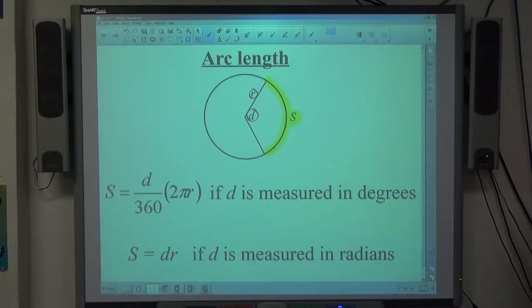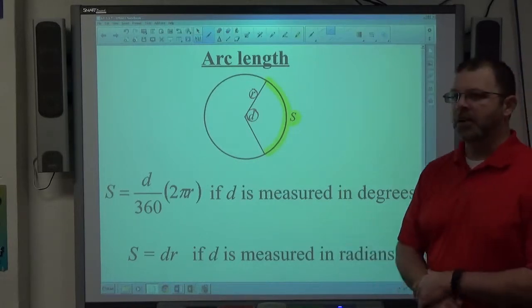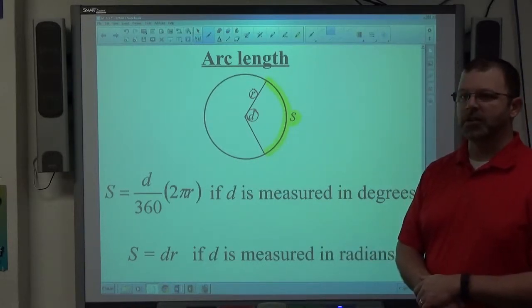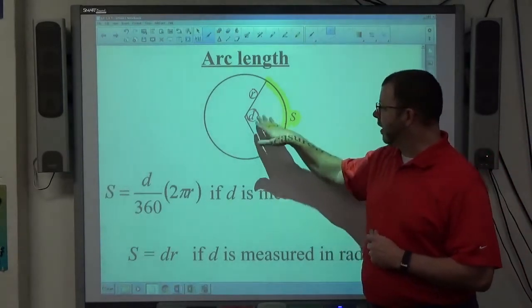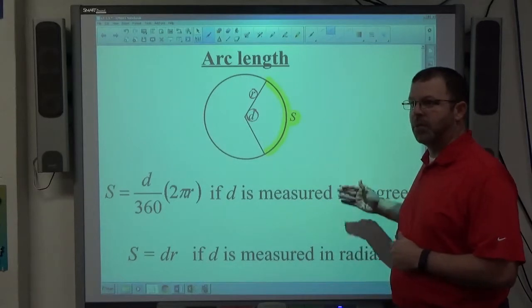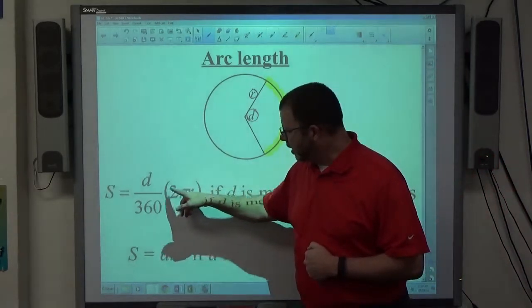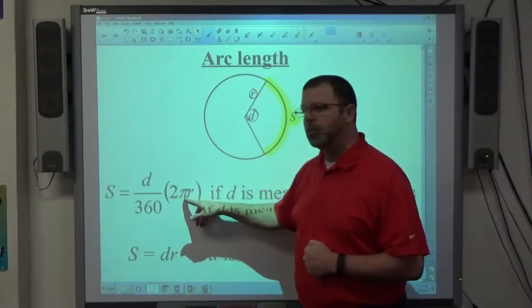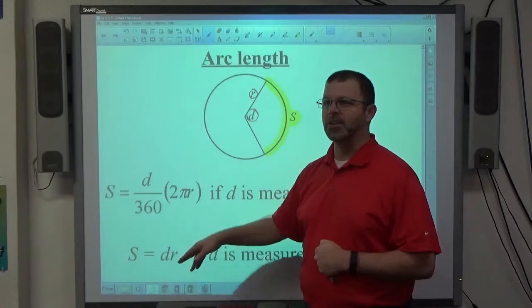And R is going to be given in some unit, like the circle has a radius of 5 miles, the circle has a radius of 10 inches, whatever. The angle measure is going to be either in degrees or radians, and that's going to establish what formula you use. If it's in degrees, we've got the d over 360 times 2 pi r. If it's in radians, we just get dr. So we want it to be in radians because that's easier.